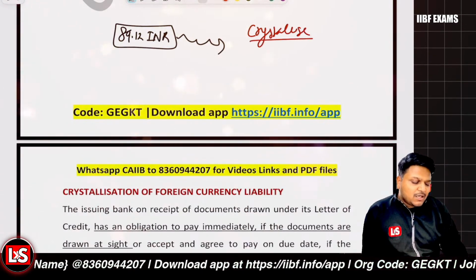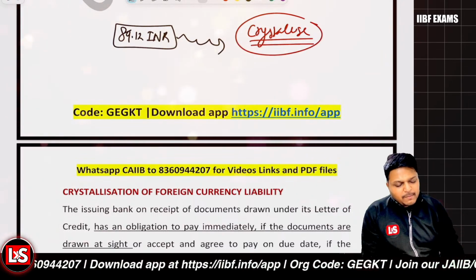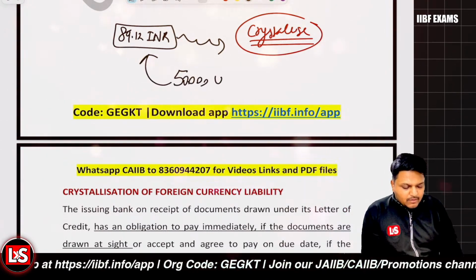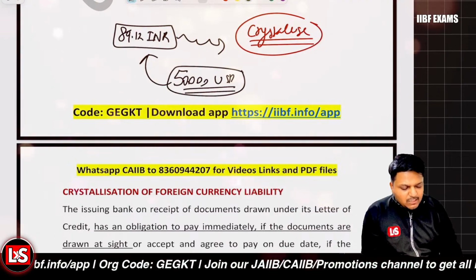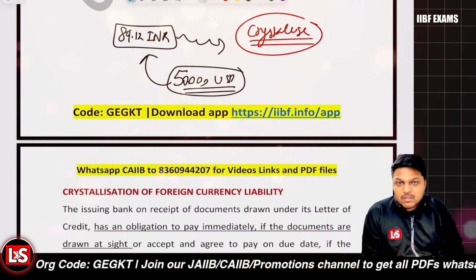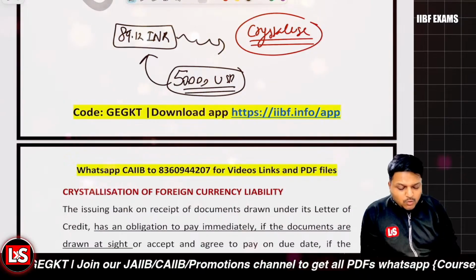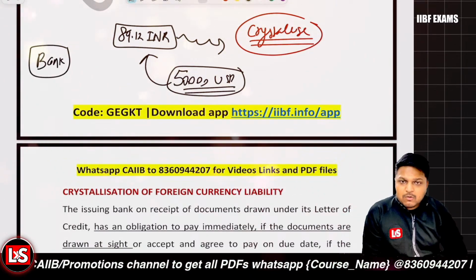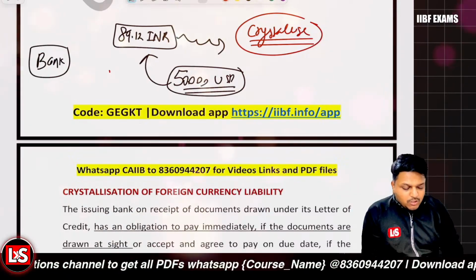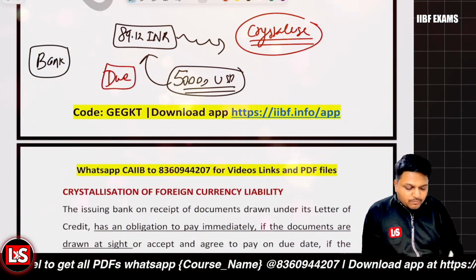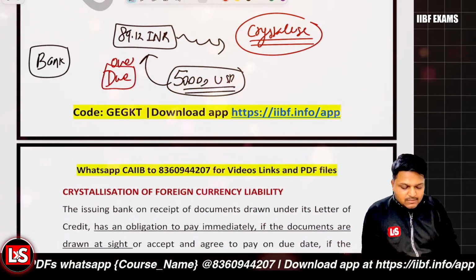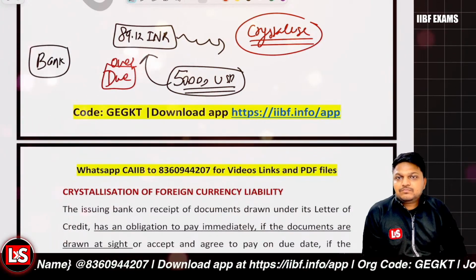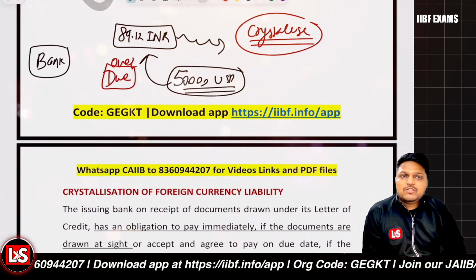Crystallize means what? Let's say a liability was to be paid in foreign currency, 50,000 USD. The amount is to be paid in USD, and the bank was to receive this amount. But now this amount is not paid and it is overdue. Now how are we going to resolve this?